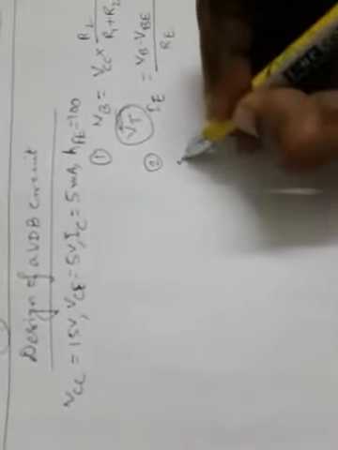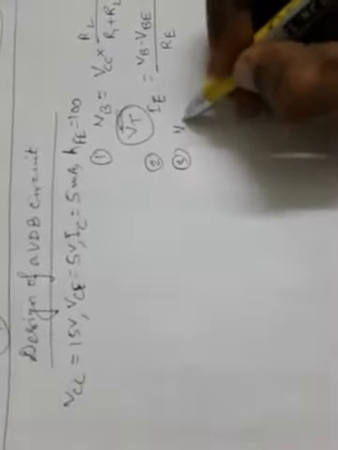In the second case, the equation is IE equal to VB minus VBE divided by RE. And the third equation was VCE equal to VCC minus IE into RC plus RE. So these were some of the useful equations of the voltage divider bias circuit.